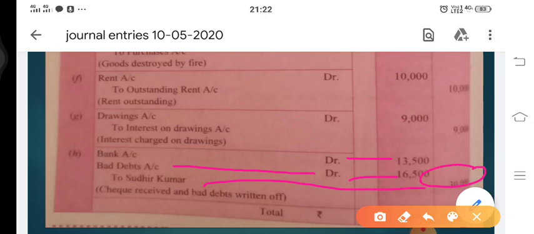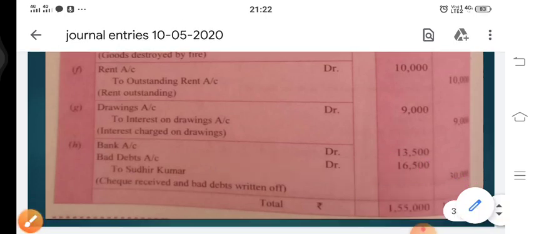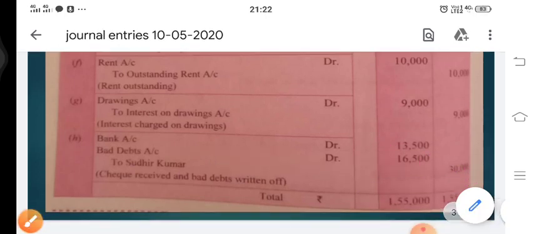Here at the end what we have to do is we'll take the total of all the parts of journal entries, and here we complete this journal entry.